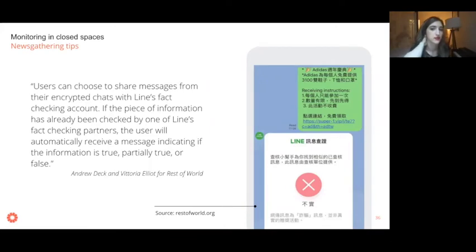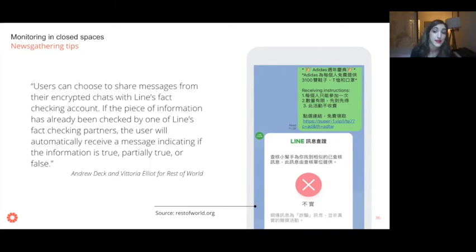This is a great little program that the app Line has, which is a popular app in Japan. This quote from Andrew Deck and Victoria Elliott for Rest of the World is a great summary of it. They say, users can choose to share messages from their encrypted chats with Line's fact-checking account. If the piece of information has already been checked by one of Line's fact-checking partners, the user will automatically receive a message indicating the information is true, partially true, or false.